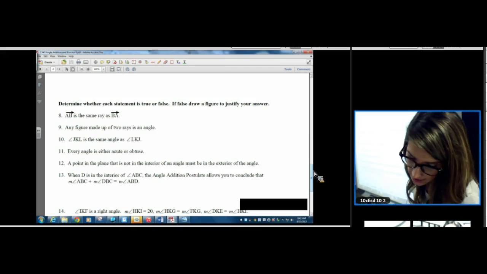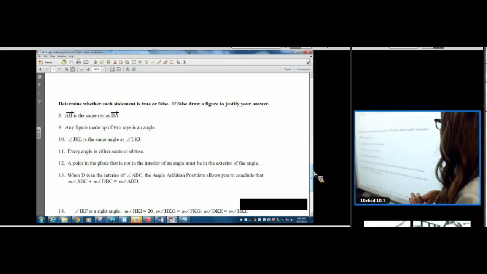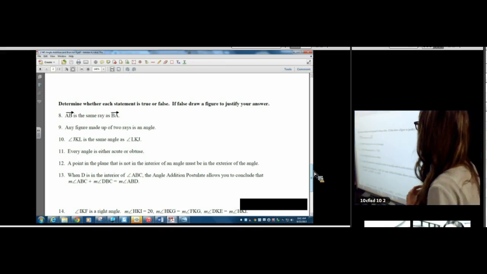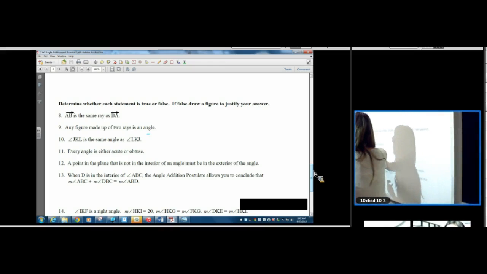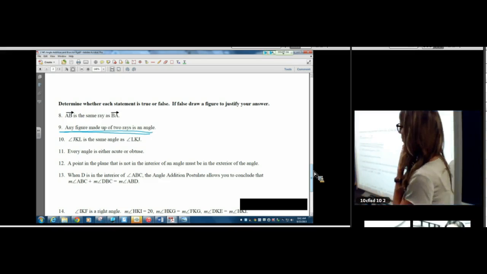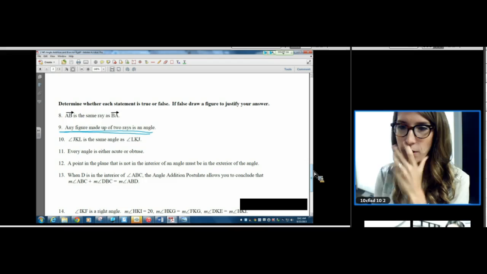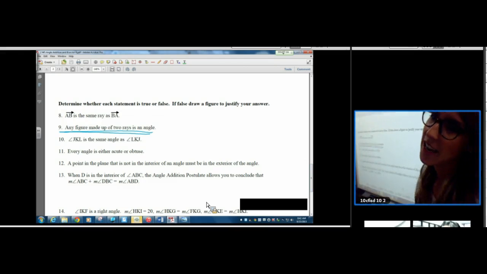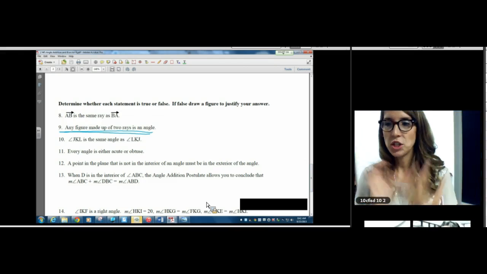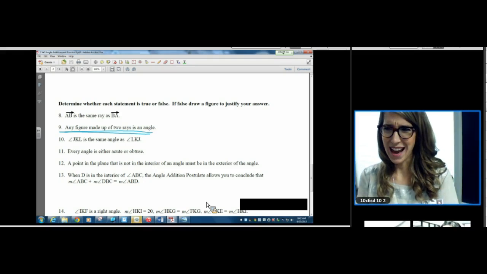Next up is number 9. This one is kind of an odd one, but I have a feeling you'll see that again. I can't remember. True or false? Any figure made up of 2 rays is an angle. And you could really interpret this different ways. This is just saying, can you make a figure with 2 rays and it not be an angle?